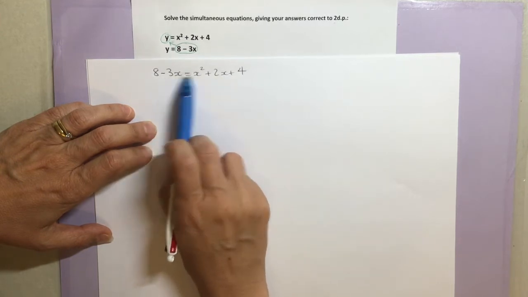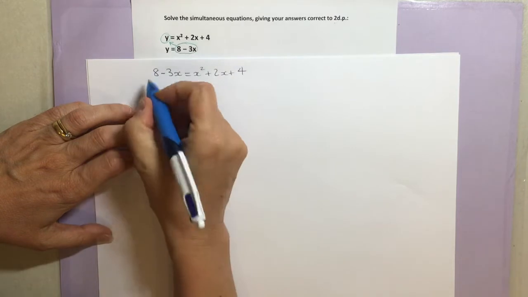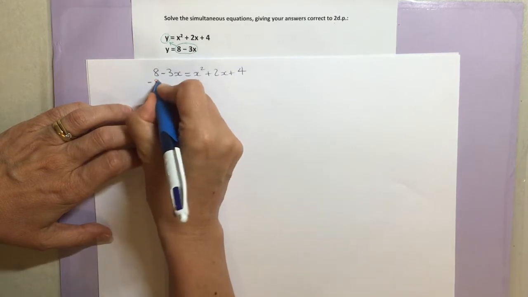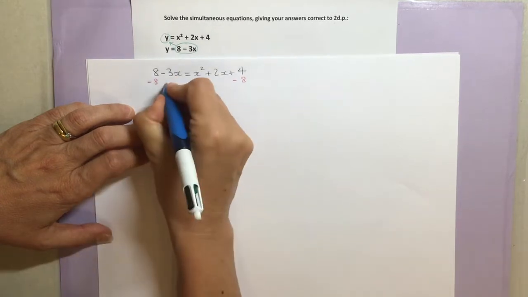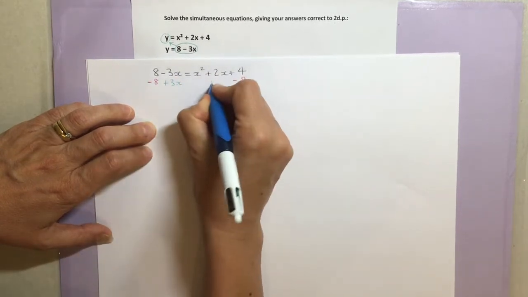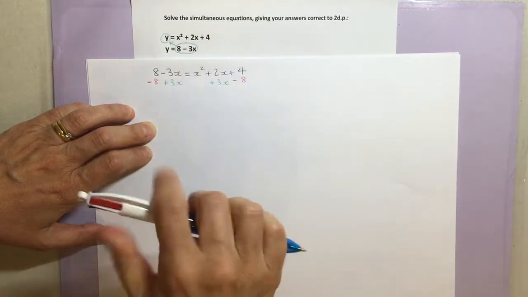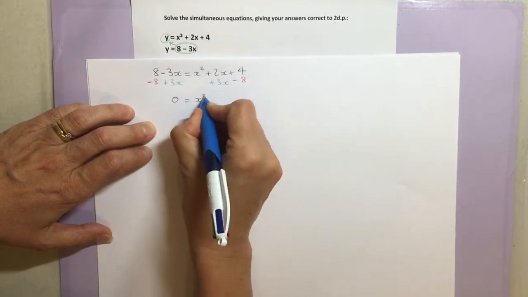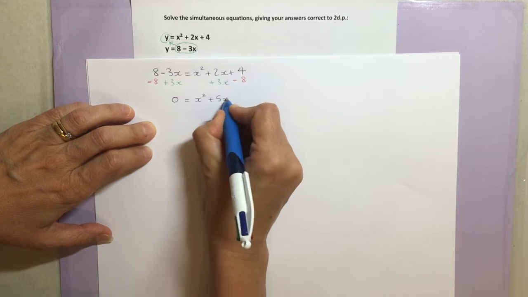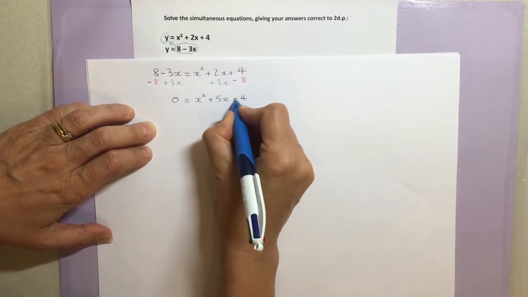So I'm going to take these two bits over and get rid of them onto the other side. So positive 8, I'm going to subtract 8 from both sides. And then minus 3x, I'm going to add 3x to both sides. Okay, so that's going to give me the 0 that I wanted on this side. And here I'm going to get x squared plus 5x minus 4.